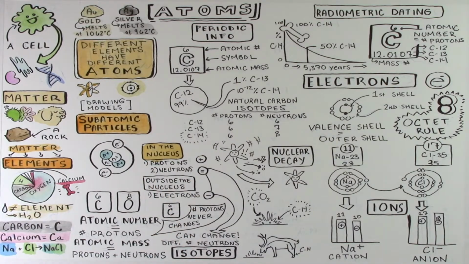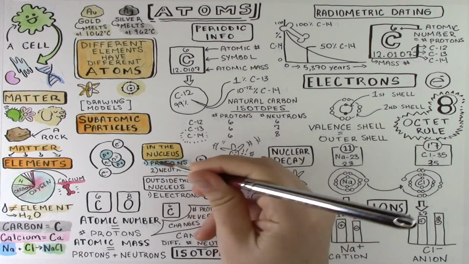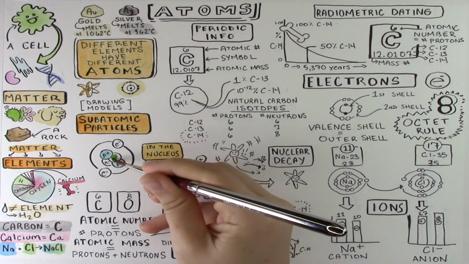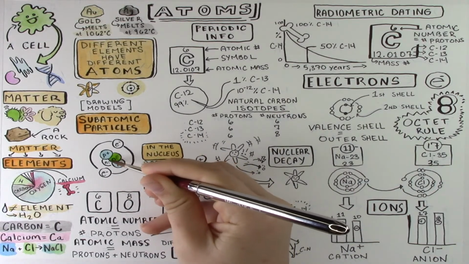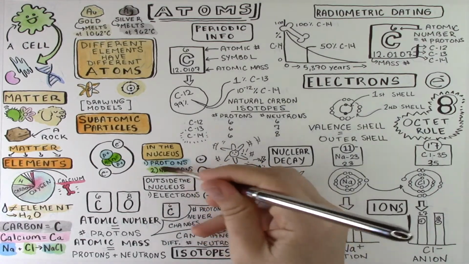In the nucleus of the atom, you'll find two of the three subatomic particles, the protons and neutrons. Protons are subatomic particles that carry positive charge, so I add a little plus sign when I draw them. Neutrons are subatomic particles that carry no charge, so I draw them with an equal sign.